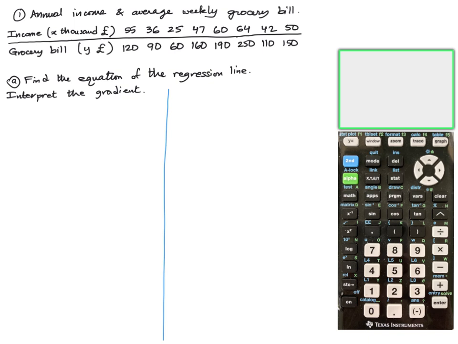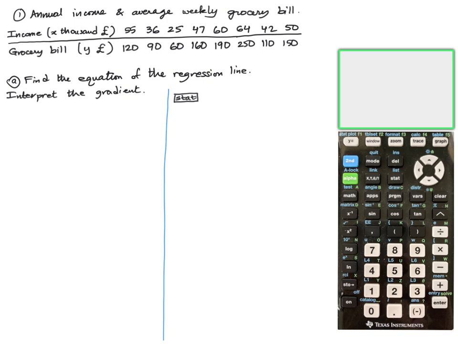So what we want to do is find the equation of the regression line, and then of course we're going to interpret the gradient. So we're going to use the calculator to do that. Now in this region here, I'm going to describe the calculator steps and buttons you have to use. I'll describe what the screen looks like over here, and of course this is where I'm going to write my work that you have to report on a test or quiz or homework or whatever it might be.